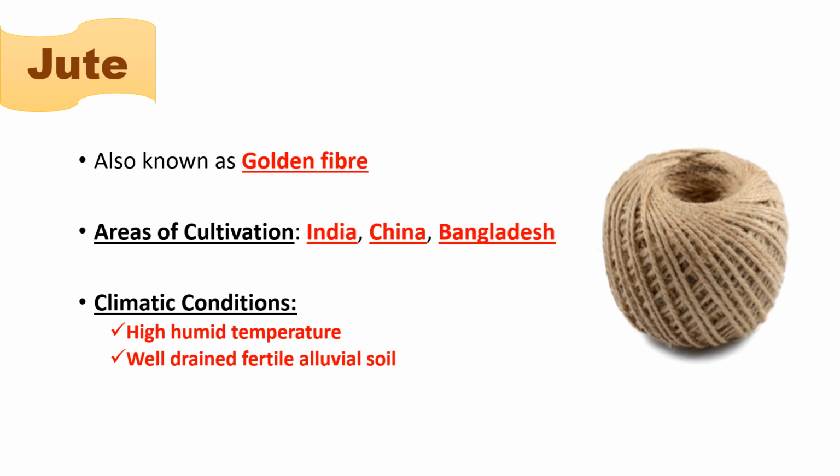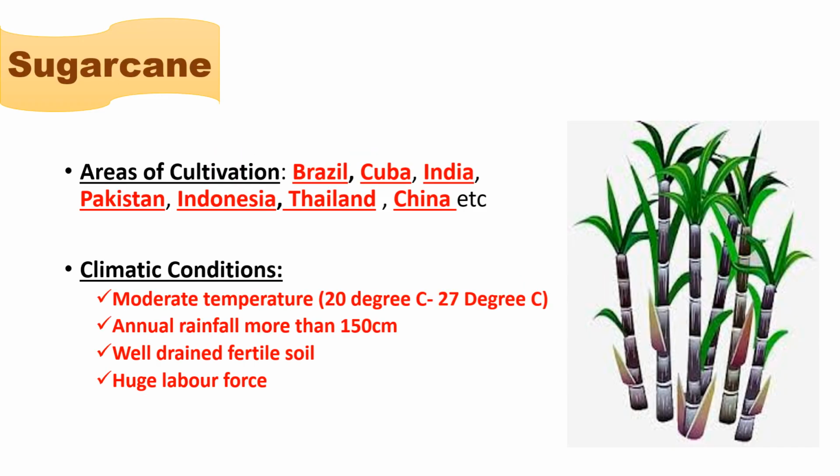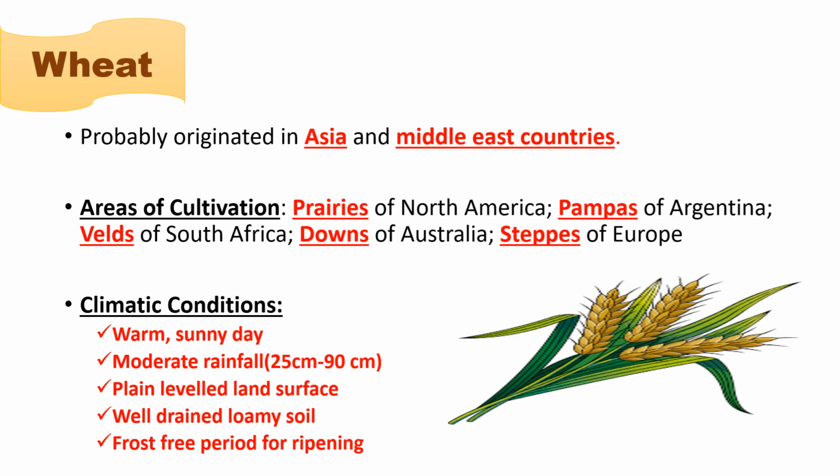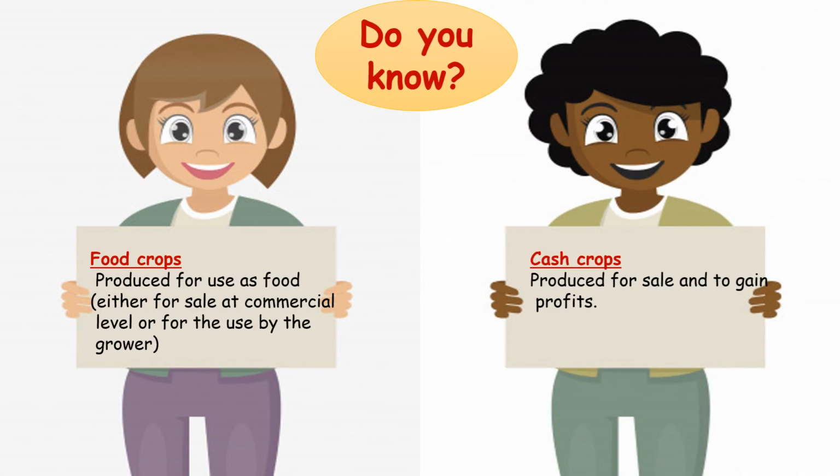So students, in this module we have talked about food crops and cash crops. Let's revise what we have done from the beginning. First of all, we have done the difference between food crops and cash crops. As I've already told you that food crops, it is produced for use as food. It can be either for sale at commercial level or for the use by the grower. Whereas cash crops is produced for sale and to gain profits.